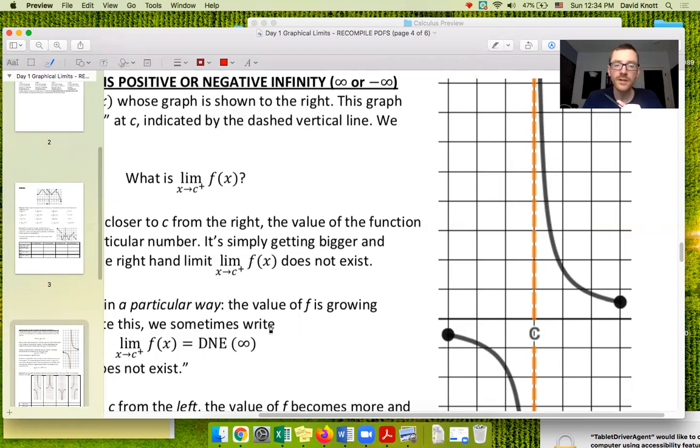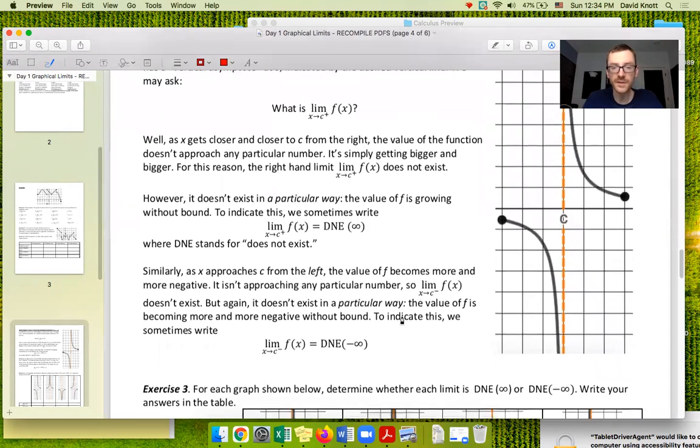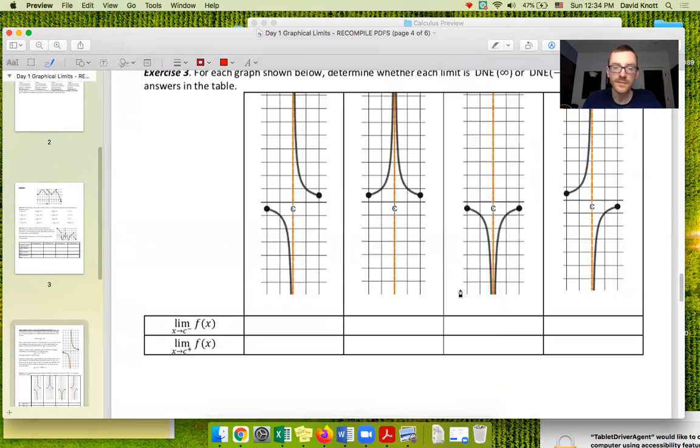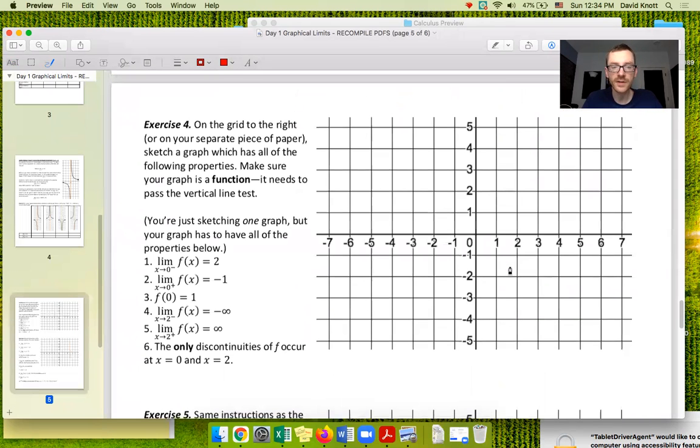There are other ways that it can happen. So by putting in parentheses, what we're really saying is this limit doesn't exist because it's not getting closer and closer to a number. And specifically, it fails to exist because the value of the function is just getting larger and larger and not approaching any particular value. So the parentheses are really saying, here's the particular way in which it doesn't exist. So that's why we say DNE and then in parentheses, either positive or negative infinity.